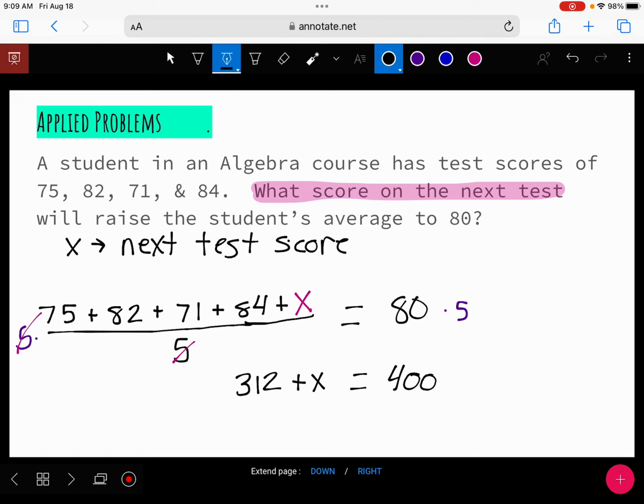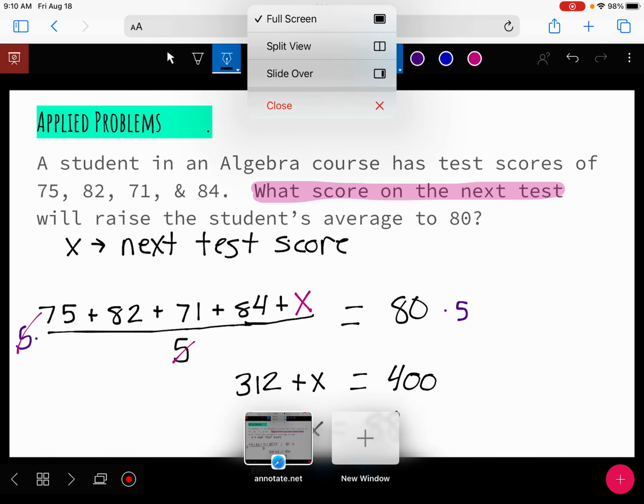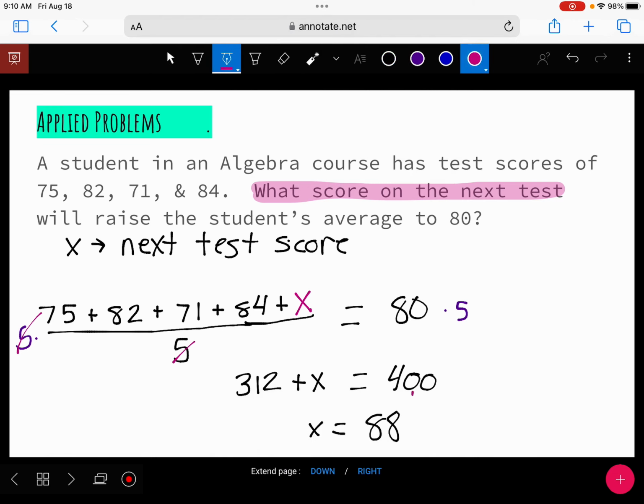So we multiplied both sides to get rid of the denominator by 5. And we wind up with 312 plus something equals 400. Subtract 312. And we get that x is 88. So what test score do they need to get their average to 80? An 88. That is the answer to our question. That's my answer.